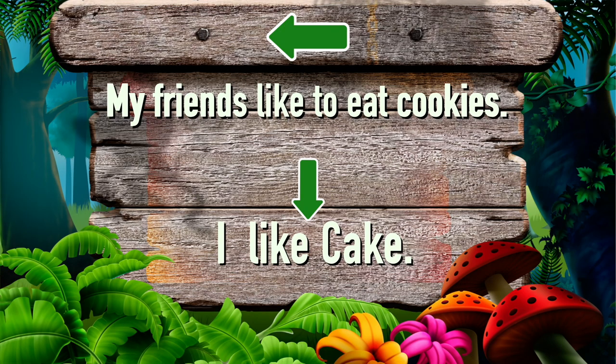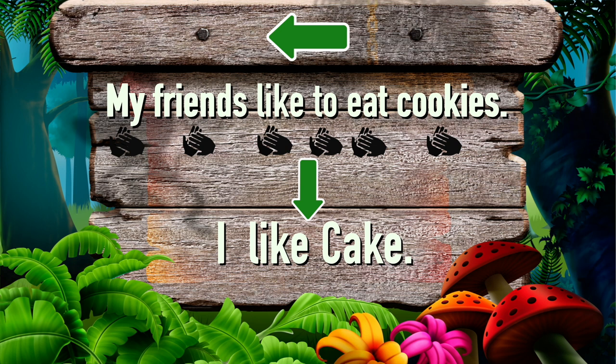Here's the last sign that will tell me which way to go. Ollie said I need to find the sentence that has 3 words. You clap and count the words in each sentence. The top sentence says, my friends like to eat cookies. How many times did you clap? 6 times. That means it has 6 words.